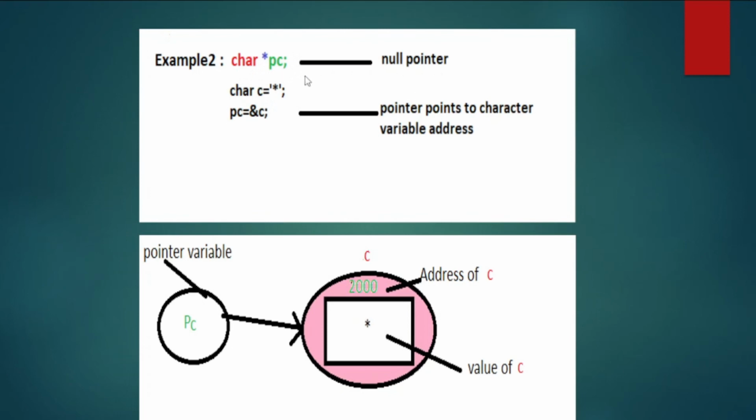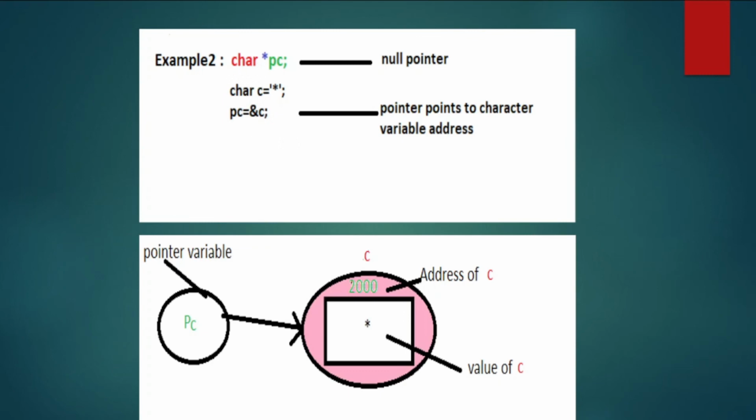As I told you, initially it's null. Then I have taken one character type variable here because I know that the pointer type and the type of the value stored at the address where it is pointing should be the same. So now I am going to store the character type value star in a certain memory location. I am making this pointer pc point towards the address of c. The variable c is character type, that's why our pointer is also character type. So it need not always be integer.